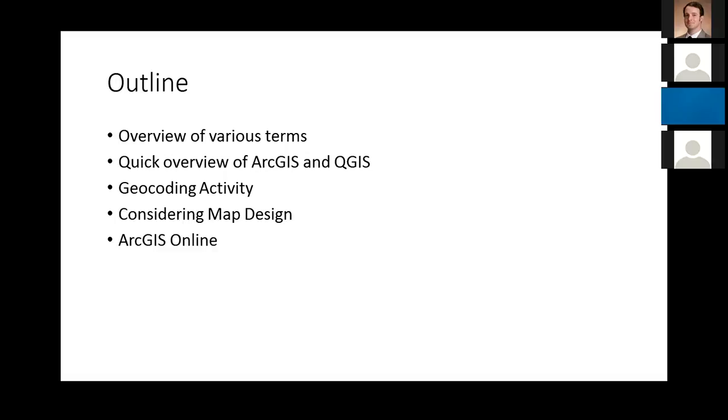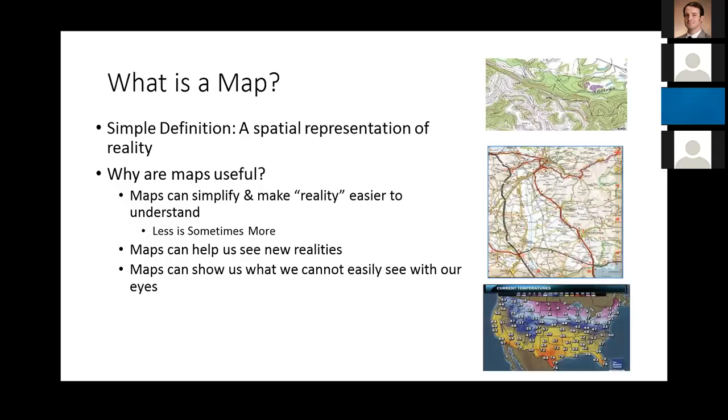So, to begin, what is a map, right? This is the fundamental first place to begin. And what you soon discover is that a map can be a lot of different things. There's a lot of competing definitions. If you boil it down to its smallest parts, you can think of a map as a spatial representation of reality, right? You're attempting to depict something that exists in the world.